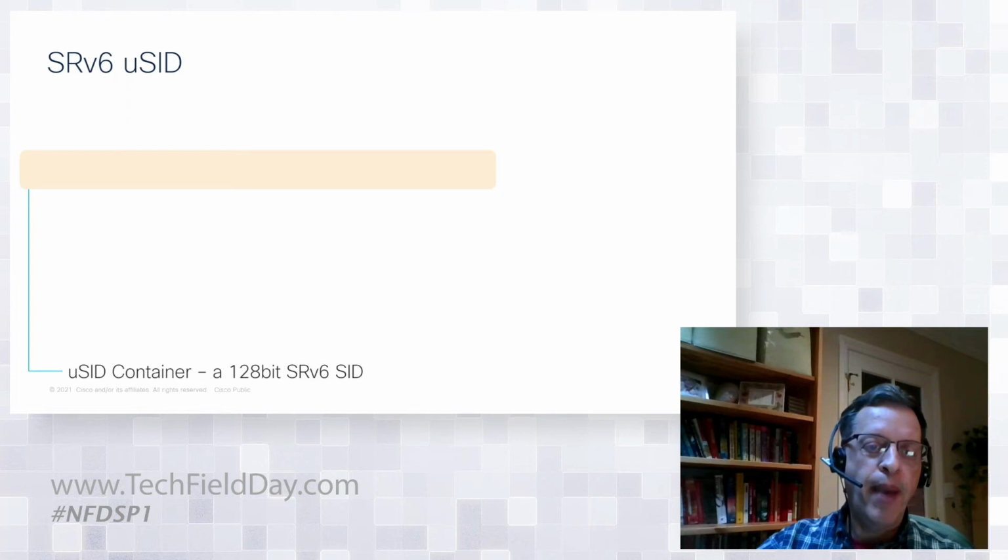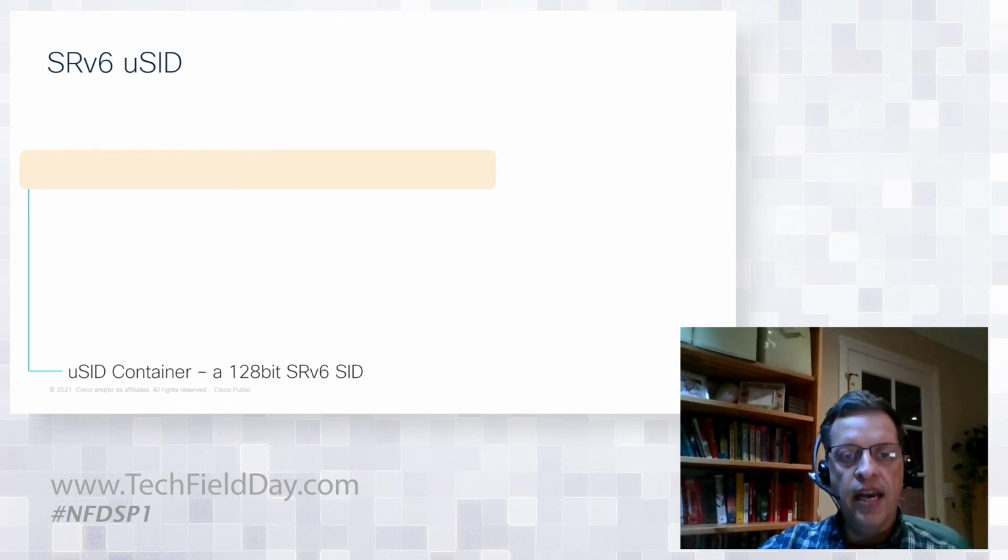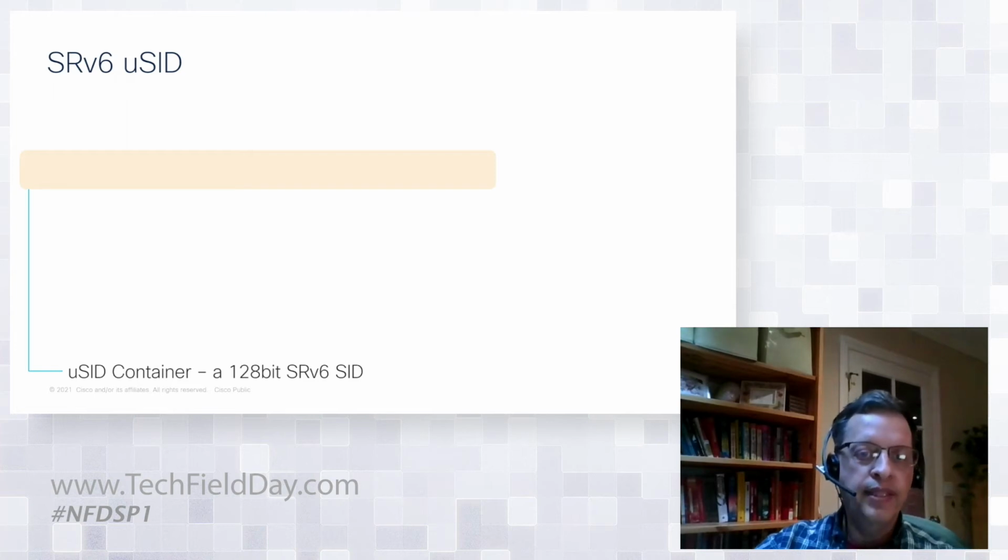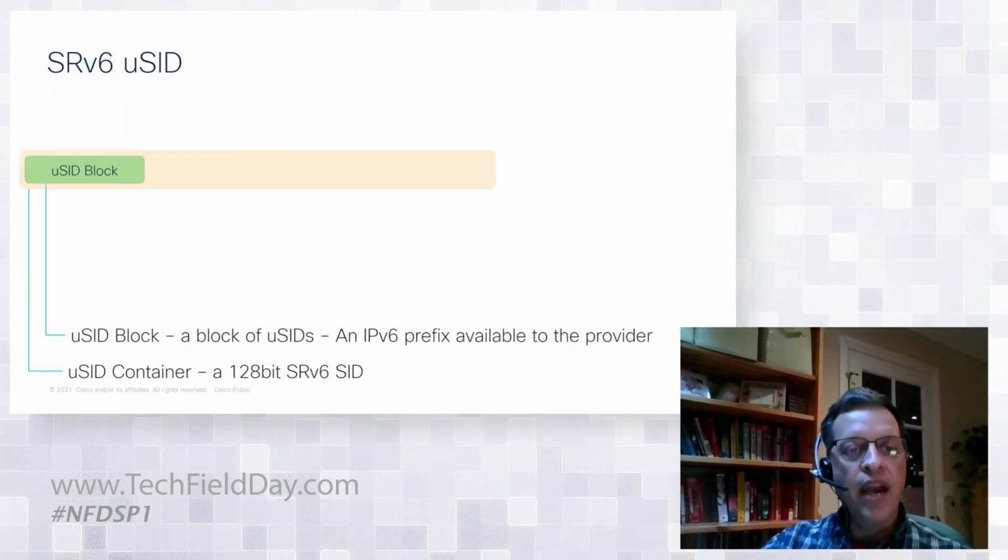And the concept is based on what we call a micro SID container. A micro SID container is basically a full-blown 128-bit SRv6 SID. The container will carry a micro SID block, which is really going to be the leading part of the container. It's actually an IPv6 prefix that is available to the provider. We will talk more about what those IPv6 prefixes are in real practice.